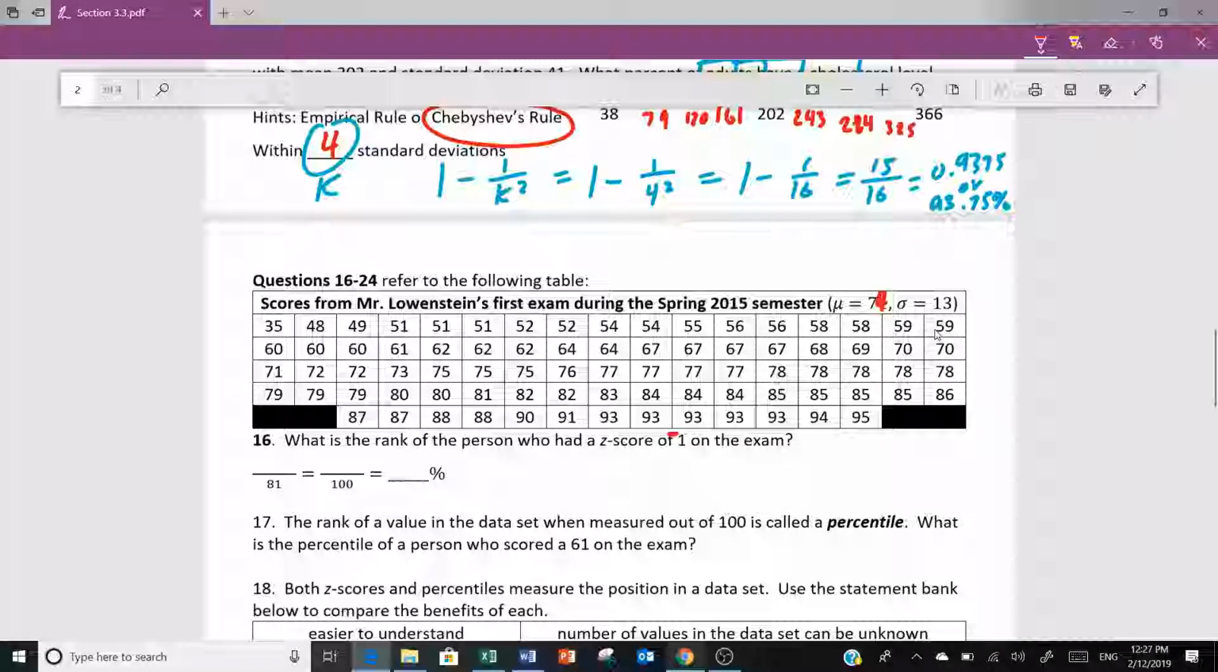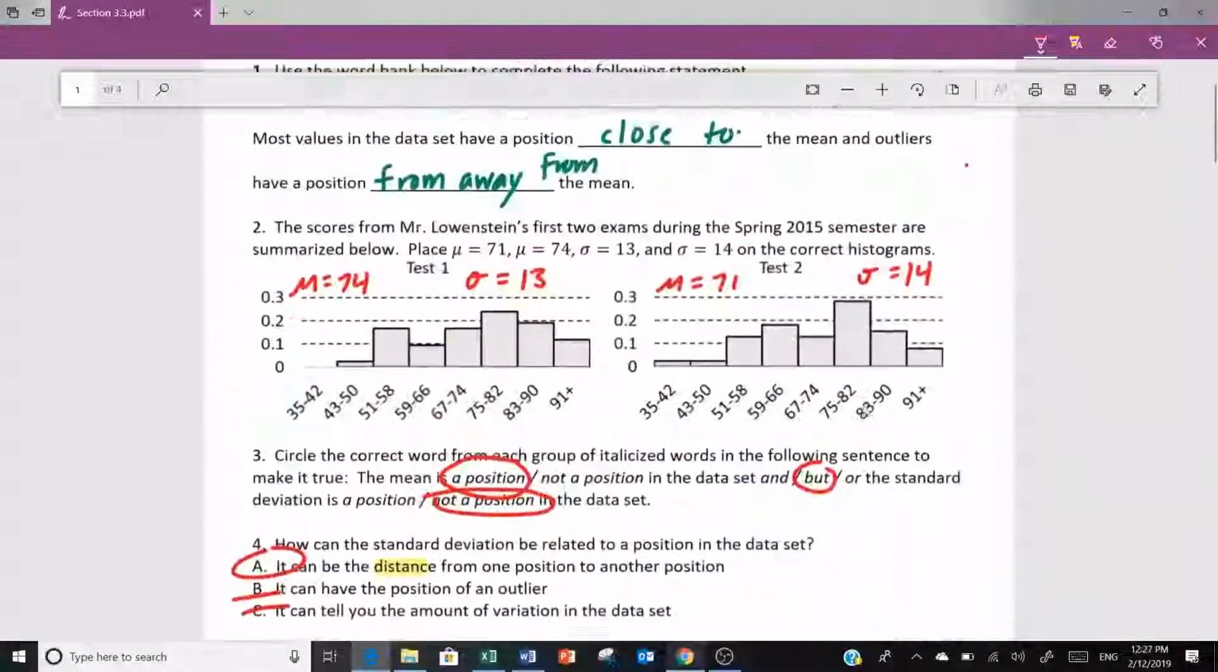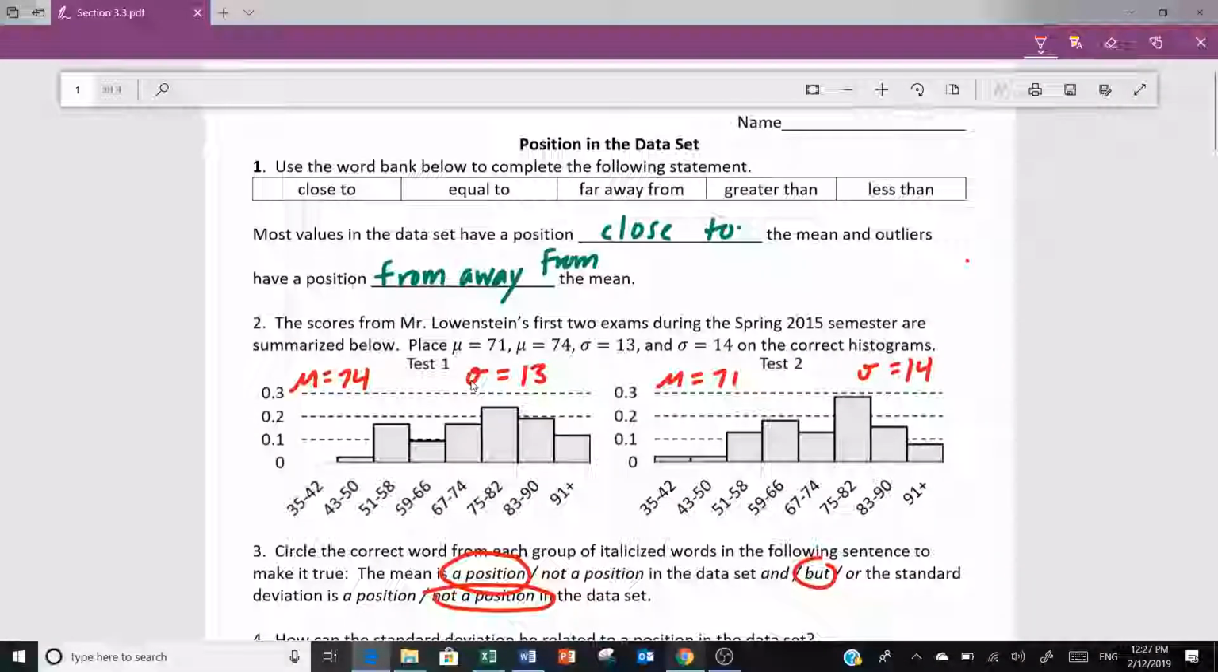There's no 74 on the number index. Okay, this has to be 74 because, remember, the 74 and the 13 go together. The 74 and the 13 go together. I made a mistake. I shouldn't have put 71. I should have put 74. That's okay, because we were looking for the z-score of -1.